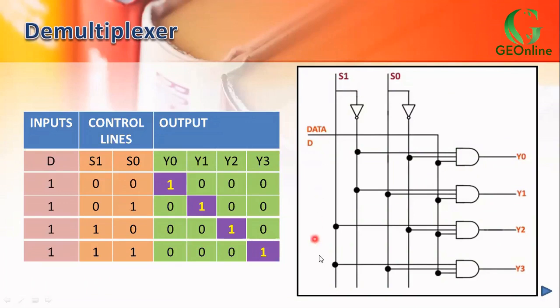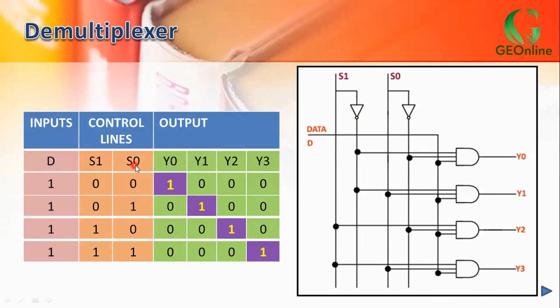Therefore, this is our demultiplexer circuit, in which we have a single input line connected to all AND gates, 3 input AND gates, and we have 4 outputs. S0 and S1 are control lines. As in the case of multiplexer, we are connecting high directly to AND gates, and for 0 we are connecting a NOT gate. So whenever we are taking 0 in the input, we consider it from NOT gate.